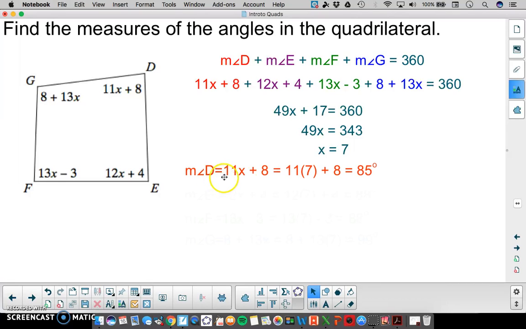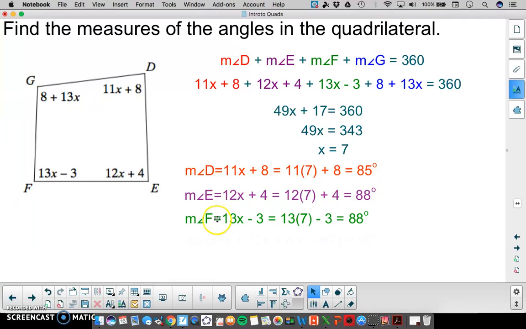So for the measure of angle D, I will have 11 times 7 plus 8, which gives me 85 degrees. For the measure of angle E, 12 times 7 plus 4 would be 88 degrees. The measure of angle F will be 13 times 7 minus 3, which gives me 88 degrees. And the measure of angle G will be 8 plus 13 times 7, which gives me 99 degrees. We now know the measures of all 4 angles. And we could check our work and see that 85 plus 88 plus another 88 plus 99 equals 360 degrees.